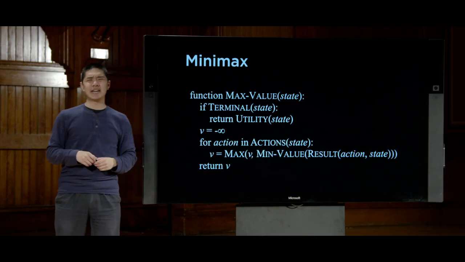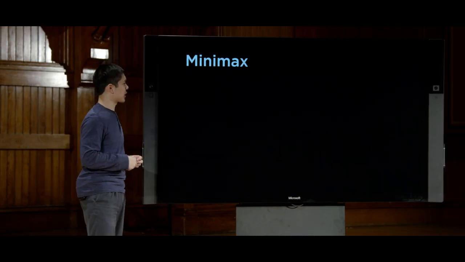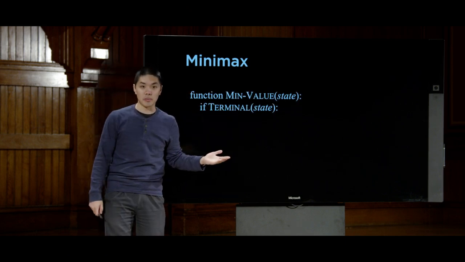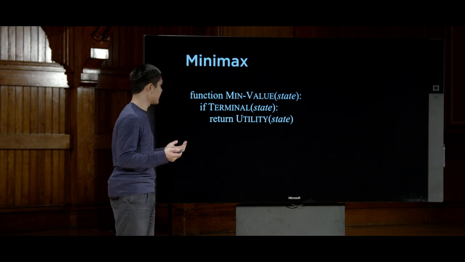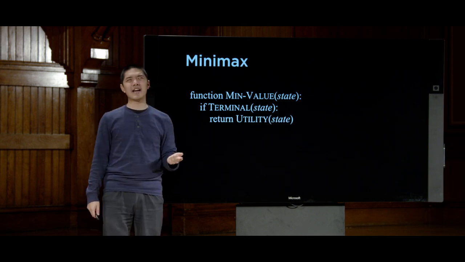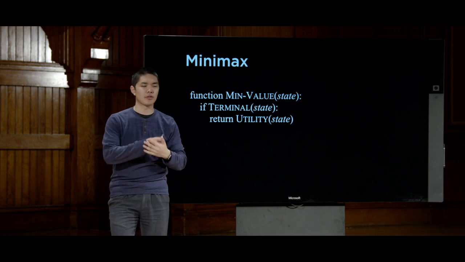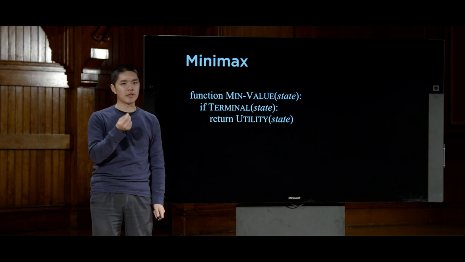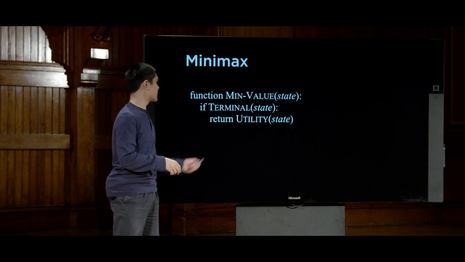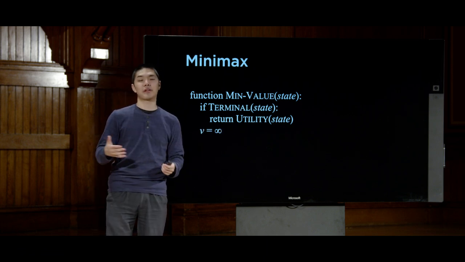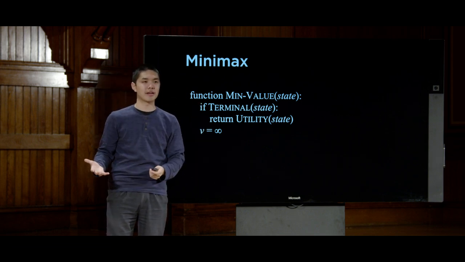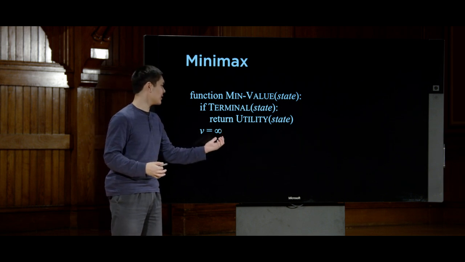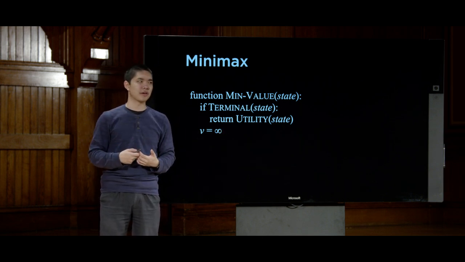And for the min player, it's the exact opposite of this, the same logic, just backwards. To calculate the minimum value of a state, first we check if it's a terminal state. If it is, we return its utility. Otherwise, we're going to now try to minimize the value of the state given all of my possible actions. So I need an initial value for v, the value of the state. And initially, I'll set it to infinity, because I know I can always get something less than infinity. So by starting with v equals infinity, I make sure that the very first action I find will be less than this value of v.